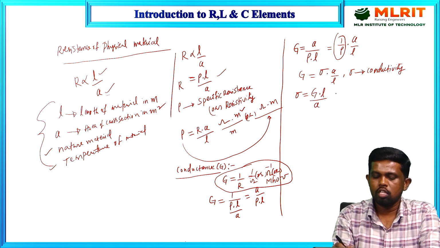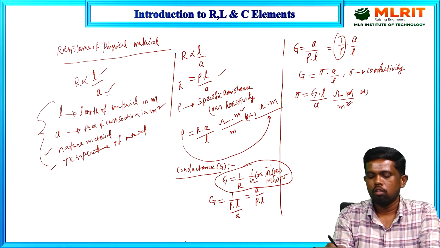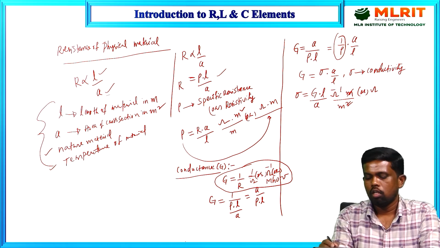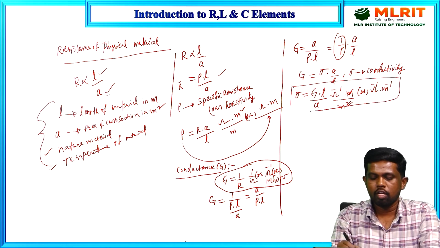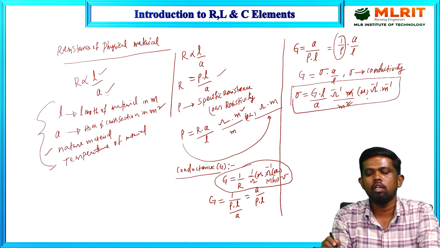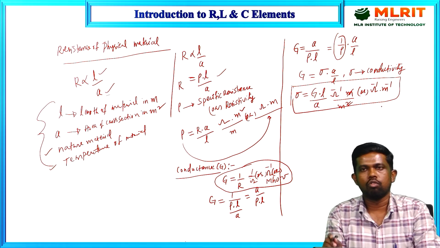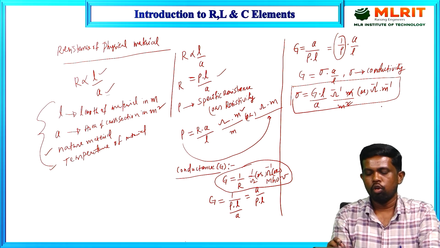The unit of G is mho. The unit of length of the metal is meters, and the area is meter square, so that gets cancelled. Finally we get mho or ohm inverse, and the meter goes to the other side, that is meter inverse. So the conductivity of the metal is measured in ohm inverse meter inverse. That is the unit of the conductivity.